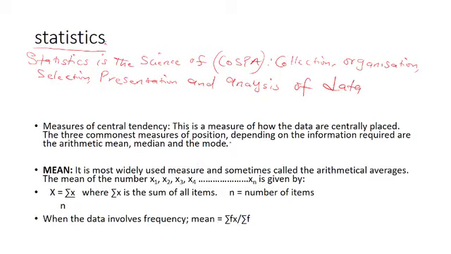The three commonest measures of position, depending on the information required, are the mean, the median, and the mode. Now, what is the mean? It is the most widely used measure and is sometimes called the arithmetic average. The mean of a number is given by the summation of the numbers all over the number of terms of all items. So when the data involves a frequency, then this is now the value of the mean. Now, this might actually look like a story, but let's go into solving questions that involve this, then you understand what we are talking about.